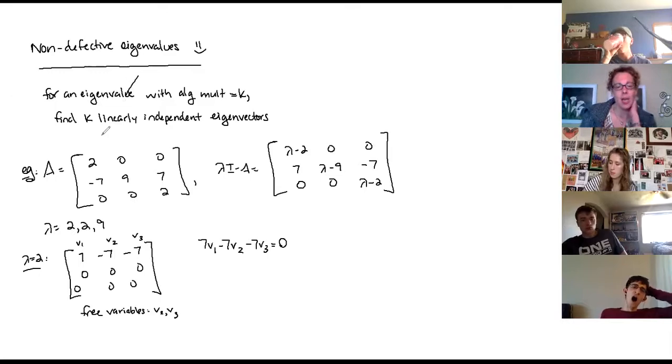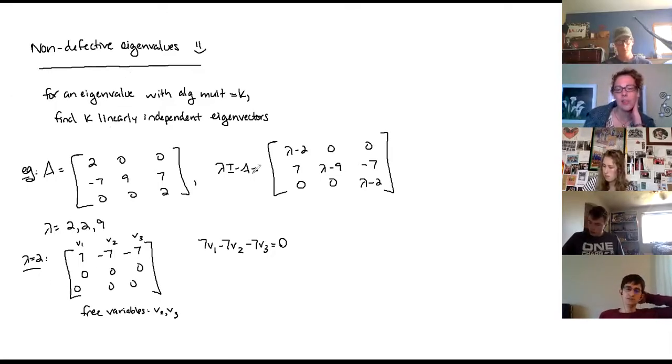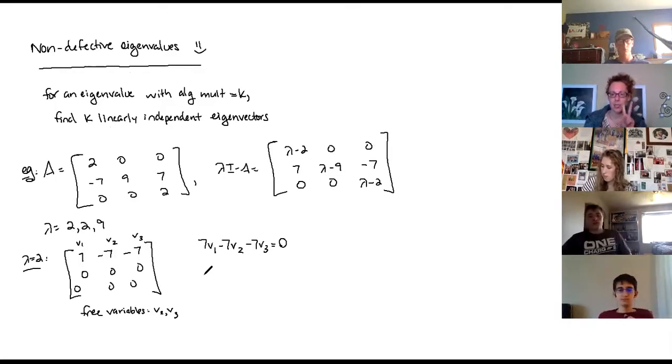Here's the reason that we're calling these things free variables: we can pick them. So I need 2 linearly independent eigenvectors associated with lambda equals 2. Yes, the algebraic multiplicity is 2. I need 2 linearly independent eigenvectors. So my choice is going to be for eigenvector number 1.